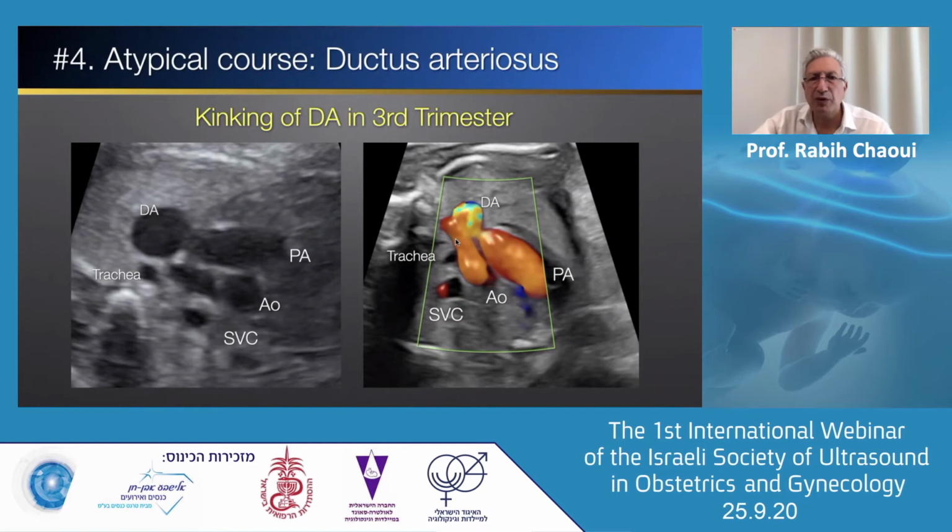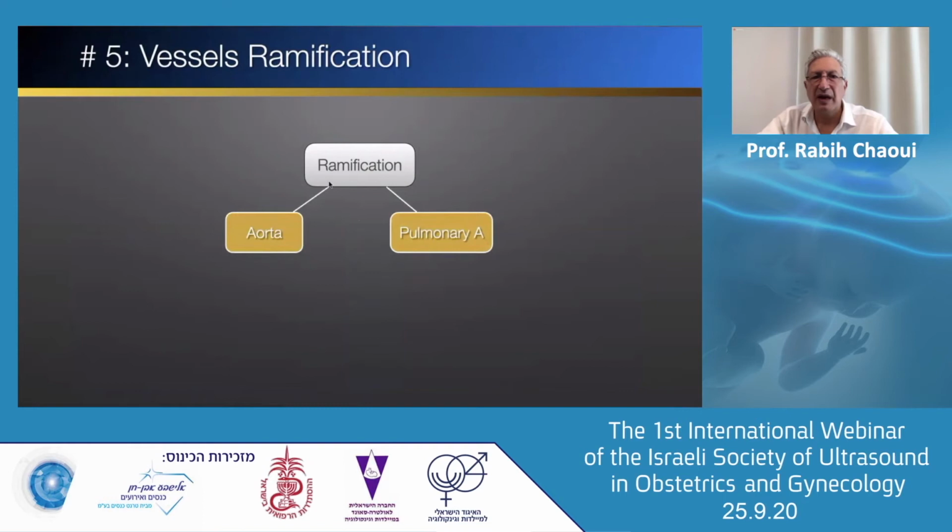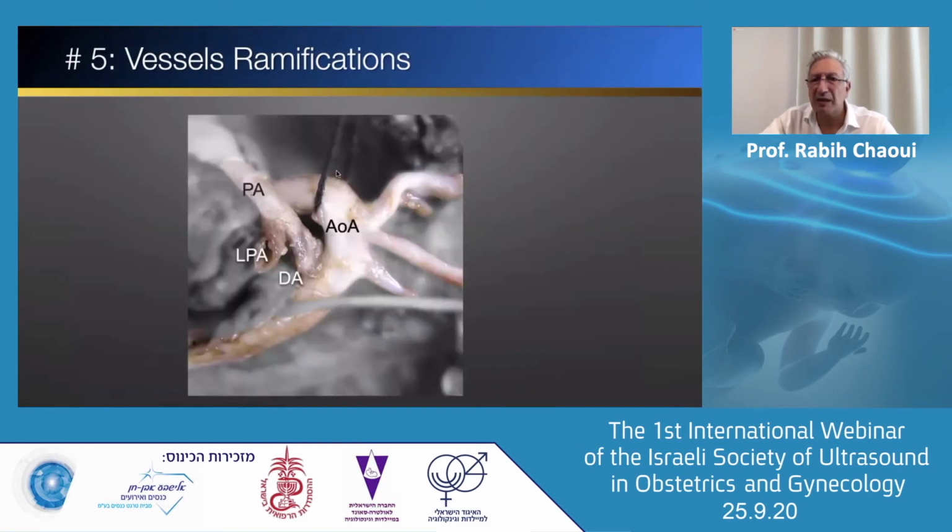Now we move to the next group because the double arch could also be classified as ramification. And ramification can be at the level of the aorta or pulmonary artery. So what is ramification? I mean that in general, the ascending aorta gives rise to the brachiocephalic artery, bifurcating in the right subclavian and right common carotid artery, and the left common carotid and the subclavian on the left. And the pulmonary artery bifurcates into the left and the right pulmonary artery and the ductus arteriosus. And these can also show some abnormalities.